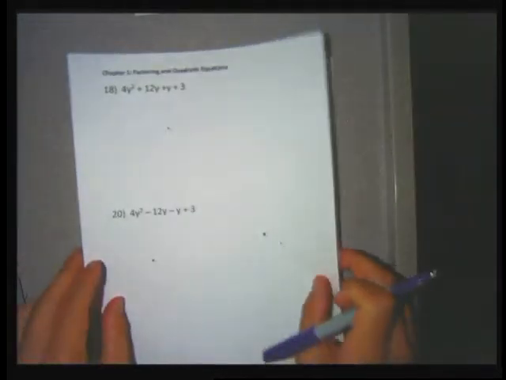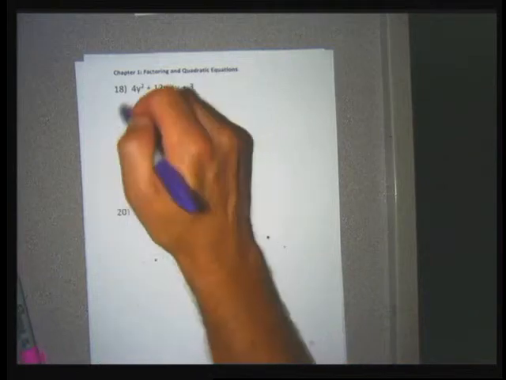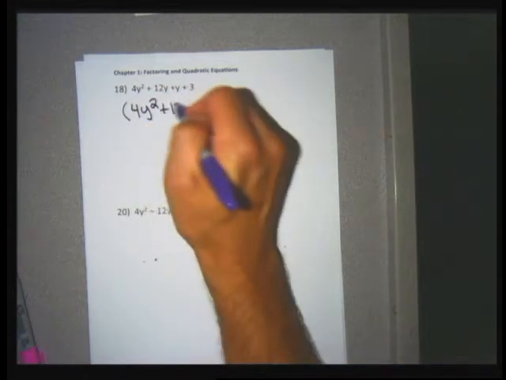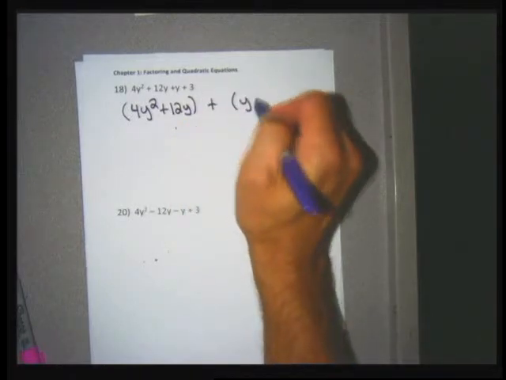The first group of problems here, we're all set up to make that happen. Eventually we'll get off of these, I think. But not yet. We've got another 2. We have another 2 just like that. Double plus and double minus. So for problem 18, I'm going to go 4y squared plus 12y, and then plus y plus 3.